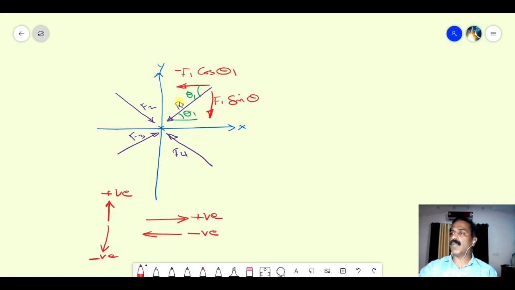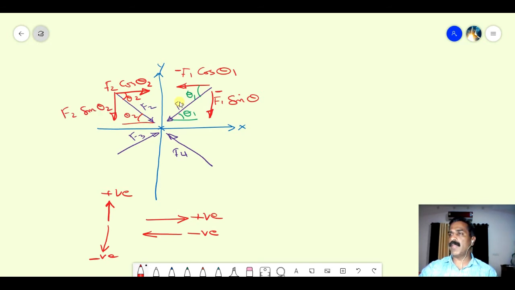Okay, so what about this one? This one also will be negative according to our sign convention. So minus F1 sin theta 1 is the vertical component, minus F1 cos theta 1 is the horizontal component of the force F1, which is acting at an angle of theta 1 with the horizontal. So similarly, we can split the other forces also. Say F2 is here, its horizontal component is in this direction. It is F2 cos theta 2. So this is theta 2. And this is the vertical component, that is F2 sin theta 2.